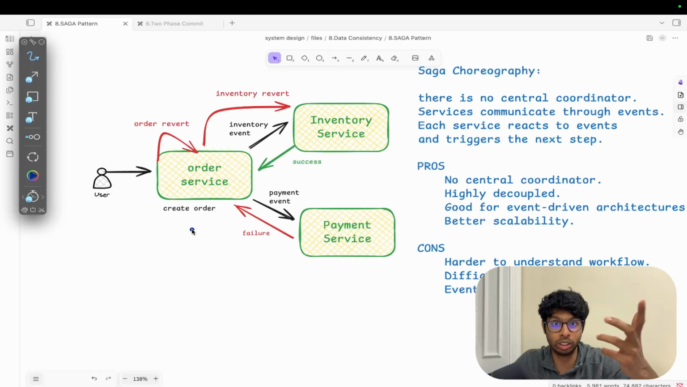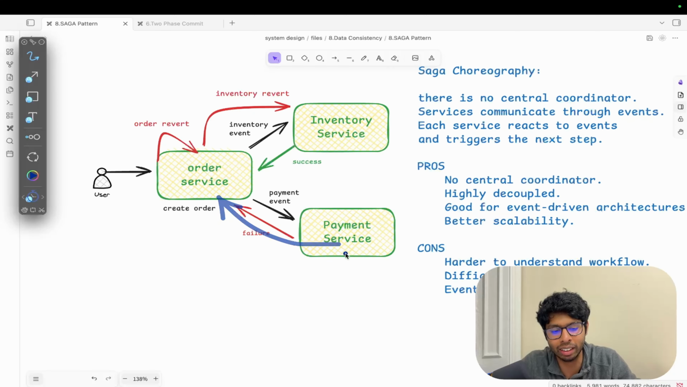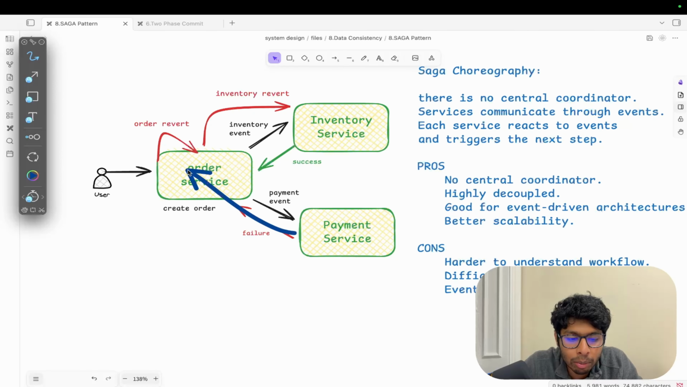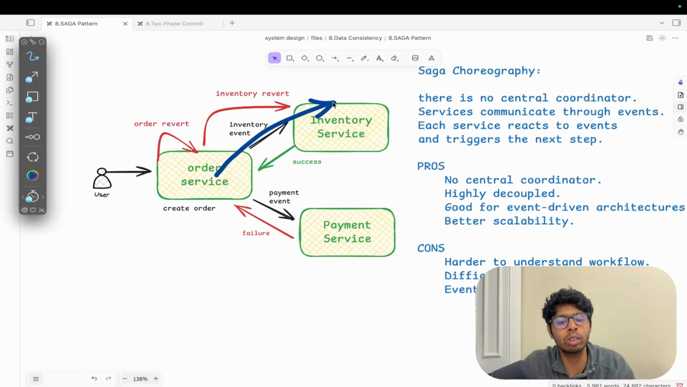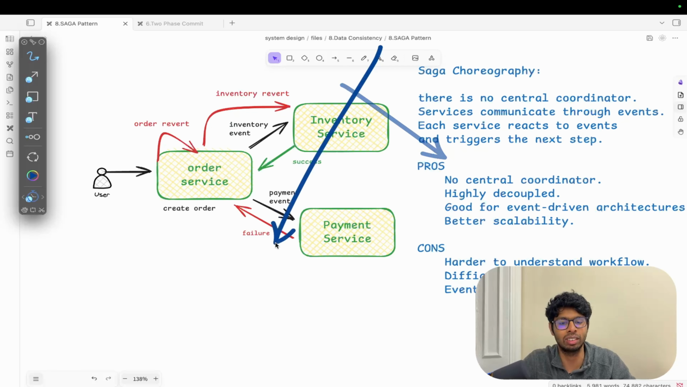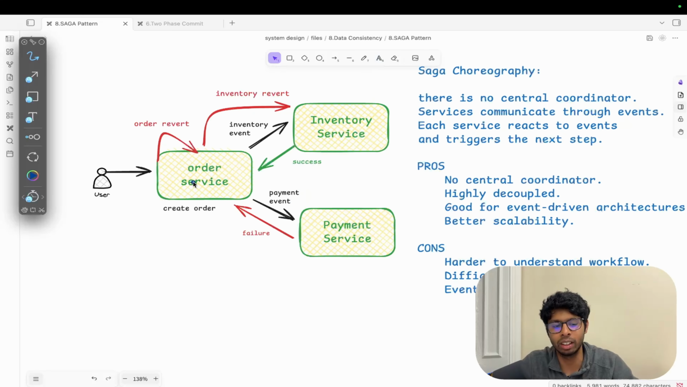Now again the custom logic comes. Let's say the payment fails. Okay, we get this payment failure. In that case, it means that the payment didn't happen. Now we are sure that payment didn't happen. When the order service receives that the payment failed, what are we going to do? We are going to send an event to the inventory service again, saying please revert. So this is the event that we send: please revert that transaction, please revert that inventory.